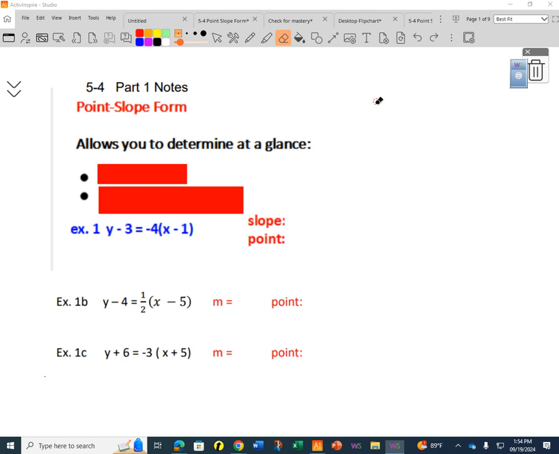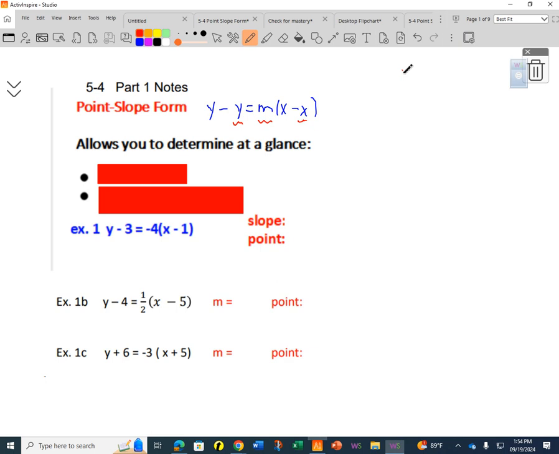We have been learning about slope-intercept form. Point-slope form looks like this. Y minus y equals m times x minus x, where we'll be plugging in a value for this y, we'll be plugging in the slope for this m, and we'll be plugging in x for this x.